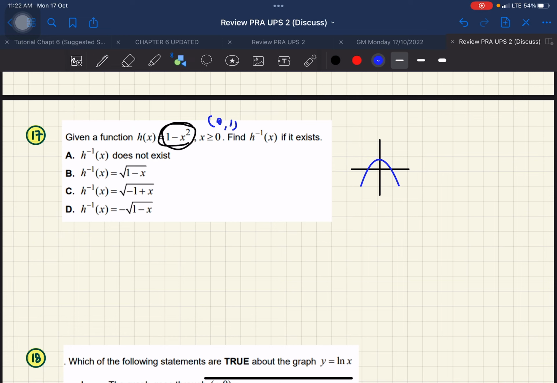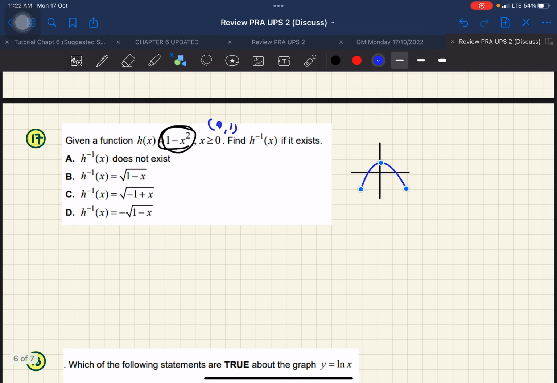Okay, lebih kurang. Sebesarkan sikit. Bagi dia besar. Macam ni. Lebih kurang lah bentuk dia. Okay. Kejap. Okay. Ini bentuk kita.